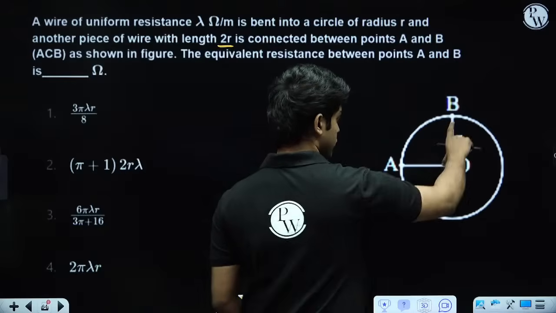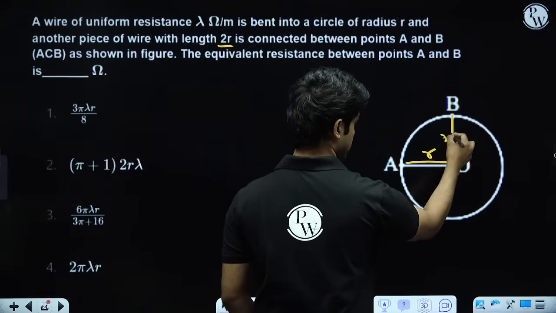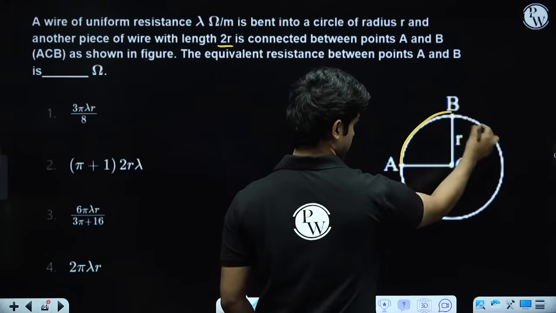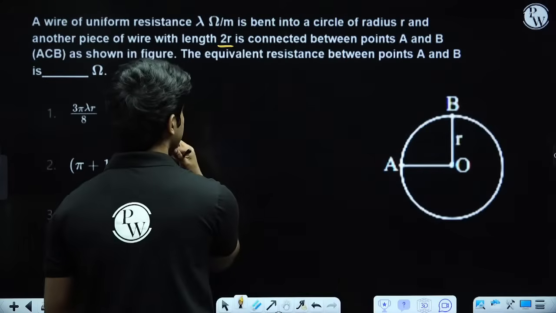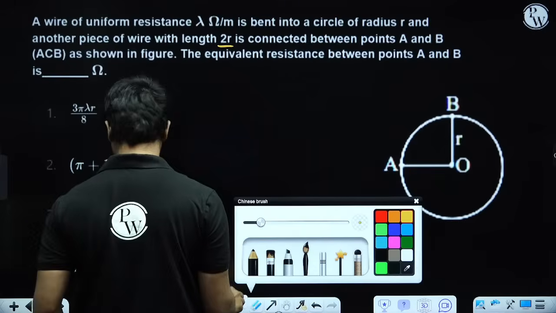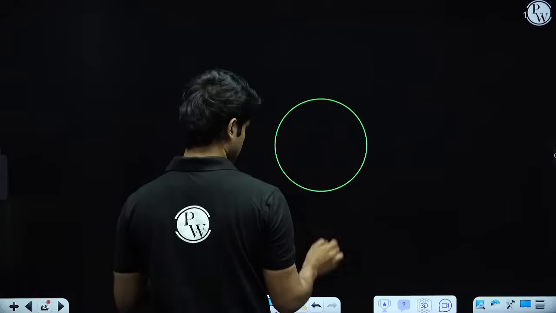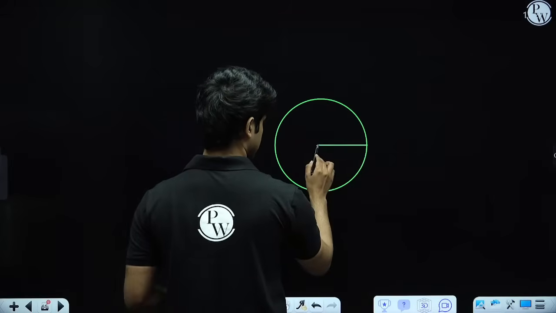Okay, so they are talking about this wire. This wire has a length of 2r, so r plus r. Then we have this wire and we have this wire. So we have to find the equivalent resistance between A and B. So, the circle and the two conducting wires.